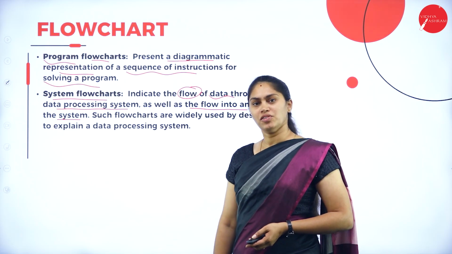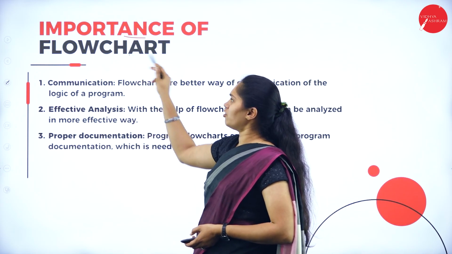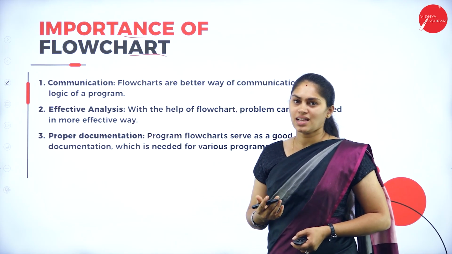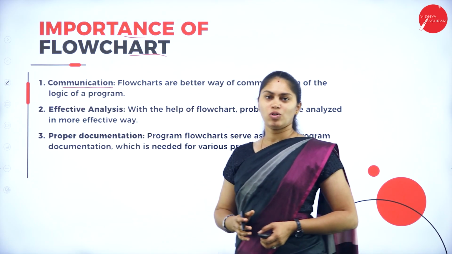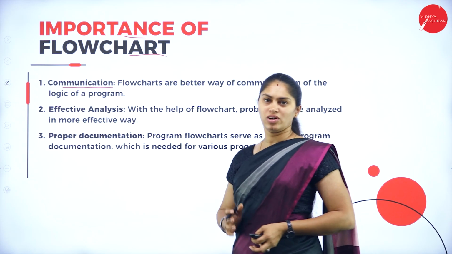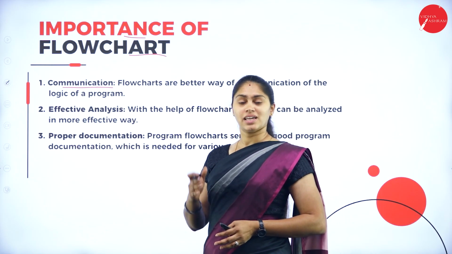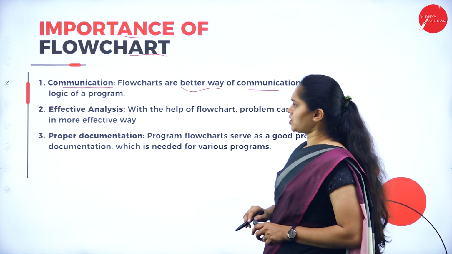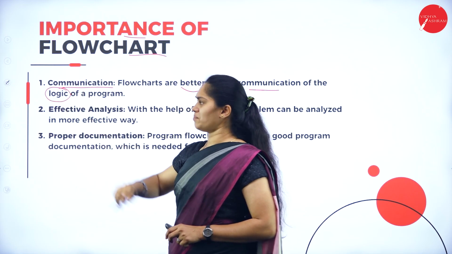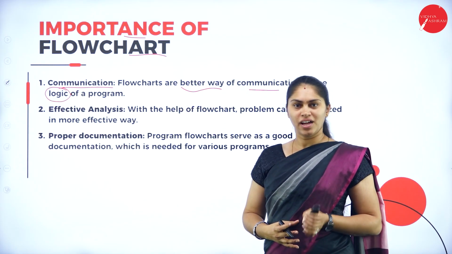These are the types of flowchart we have. Next, here you can see the importance of a flowchart, and how it is helpful for us. First, communication. As I told earlier, one image is equal to 1000 words. So this diagrammatic representation of the solution of an algorithm can help us communicate the logic of a program better. It is going to help us get to know the logic of a program.